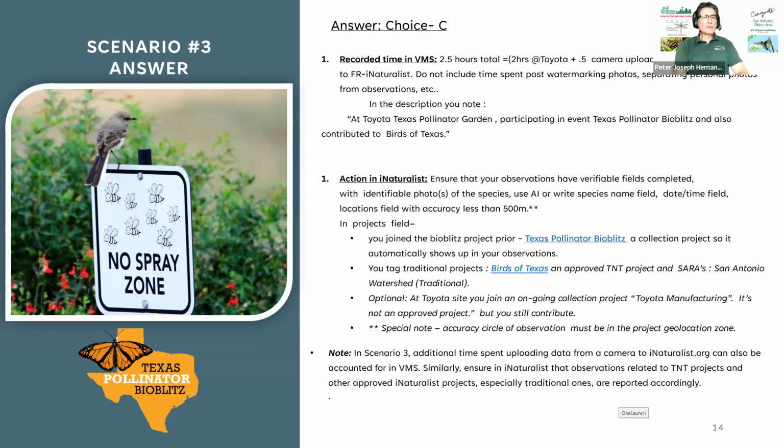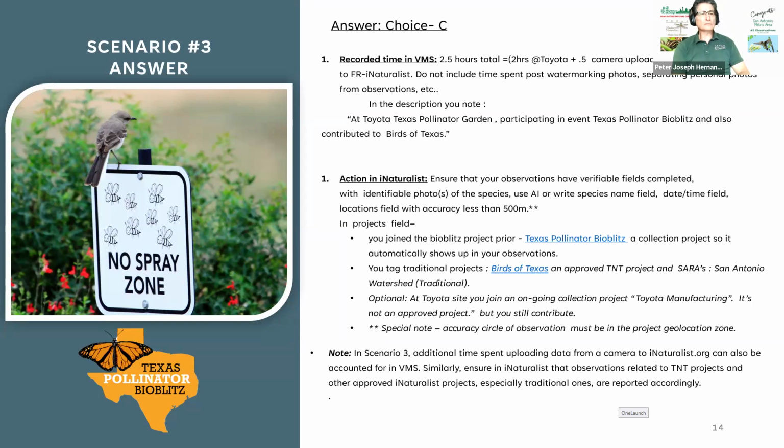So in recording it, you would put Toyota Texas Pollinator Garden, your location, and you're participating in the Texas Pollinator Bioblitz. And also you contributed to the bird project of Texas. So that's optional, but you really need that one project and your location for VMS.